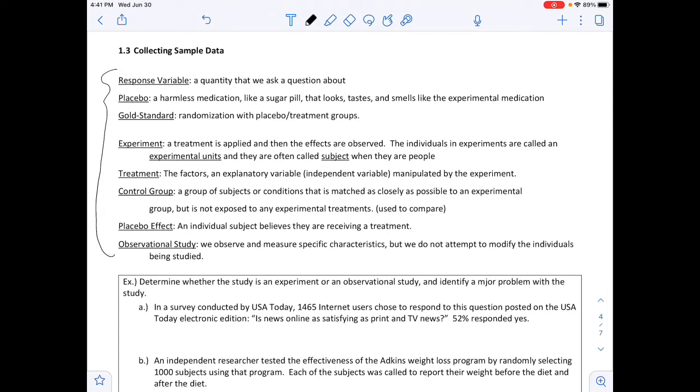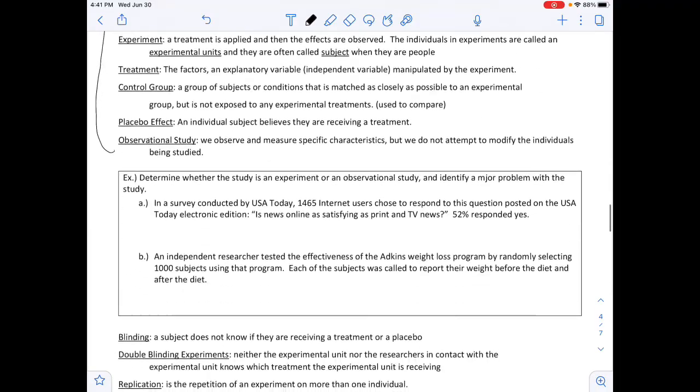And then we also have what's called a placebo effect. This is when an individual subject believes that they received the treatment, and so they might act a certain way because they believe they're receiving that treatment, when in fact they're actually given a placebo. An observational study is where we observe and measure specific characteristics, but do not attempt to modify those individuals being studied. An observational study example would be sitting there observing to see if people are stopping at stop signs completely. Whereas an experiment is where you would give them a specific drug or a certain task that they have to do, and then observe how they behave after that.